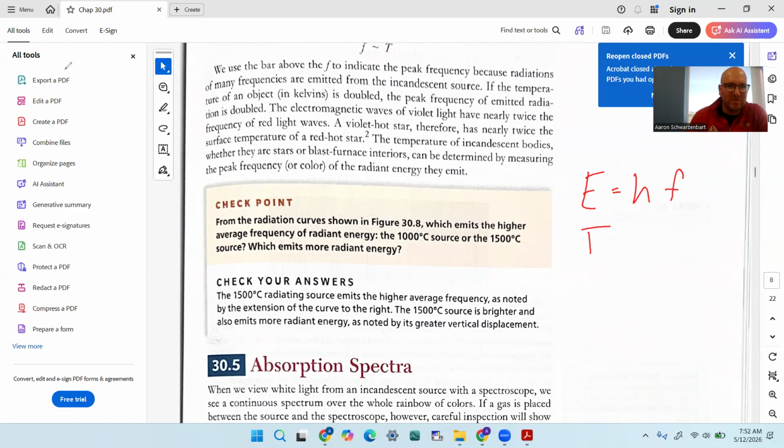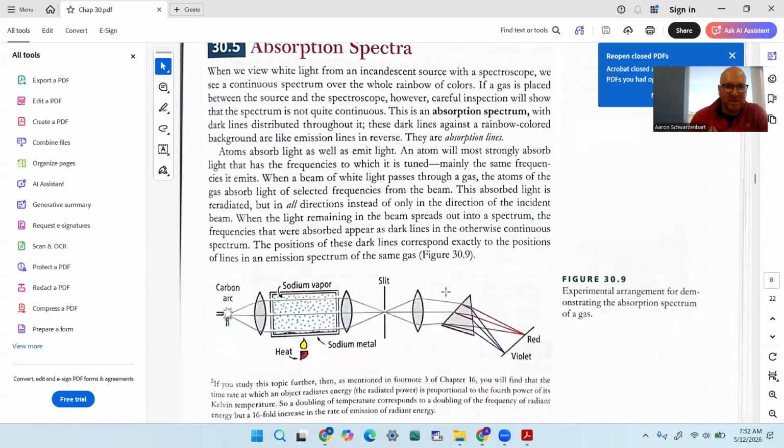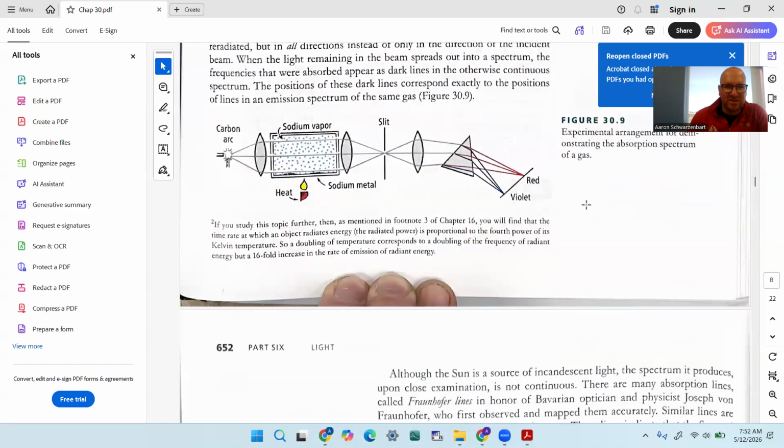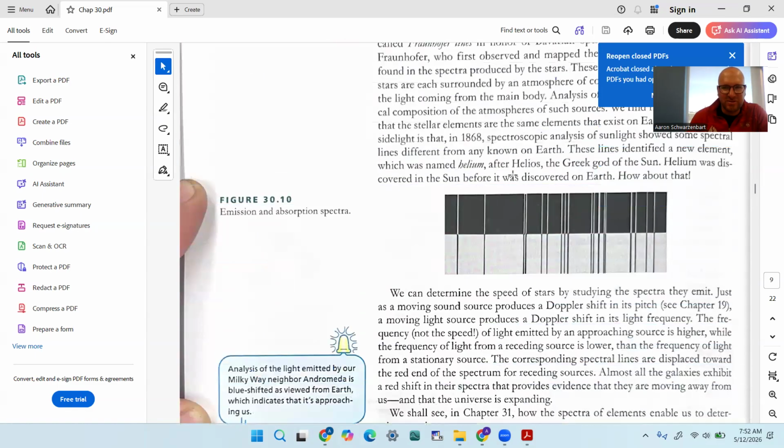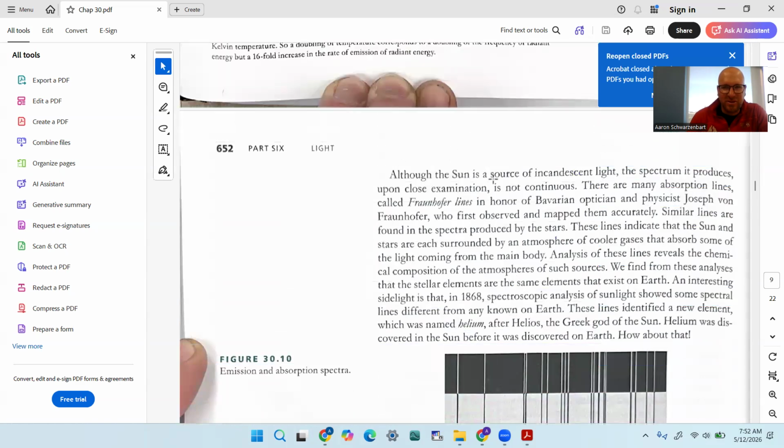So we've seen that gases emit a certain frequency of light, and we get these emission spectrums. But there's also something called an absorption spectrum. And what does that mean? It means the energy that the gas will absorb to excite the electrons. And they happen to be exact reverses of the emission spectrum.